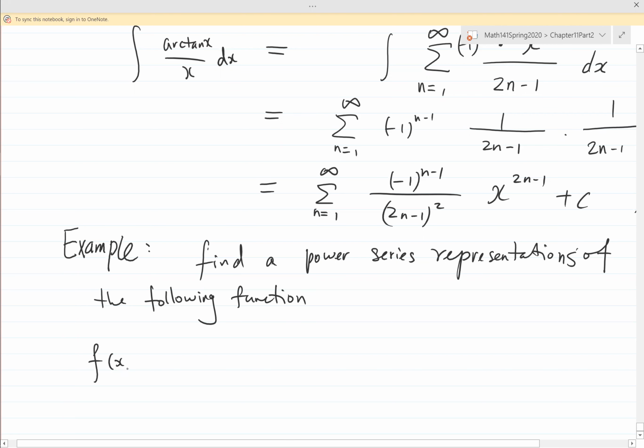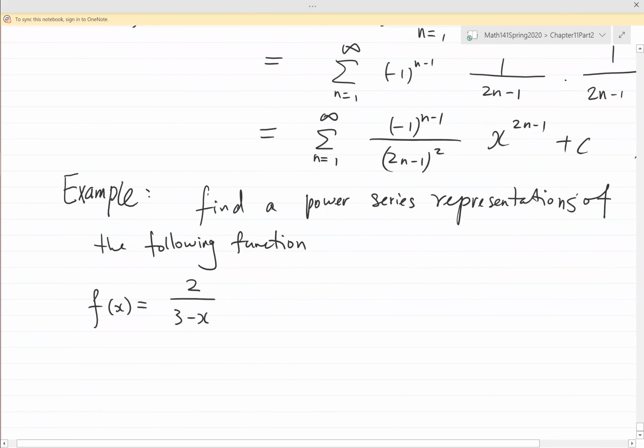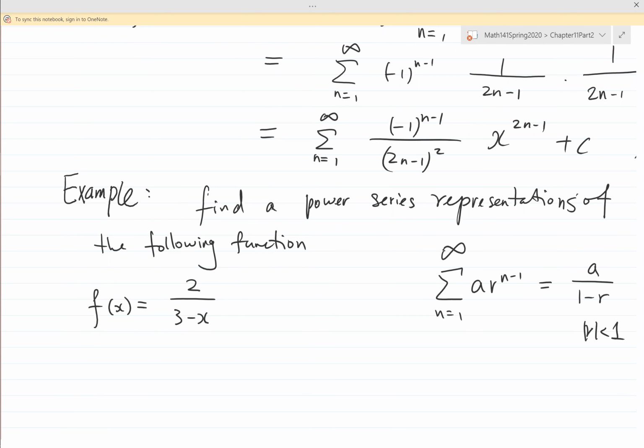f(x) is 2 over 3 minus x. Remember when we deal with power series, with geometric series, the sum is a over 1 minus r, with the absolute value of r less than 1, from n equals 1 to infinity. Now, we will use geometric series to explain power series.